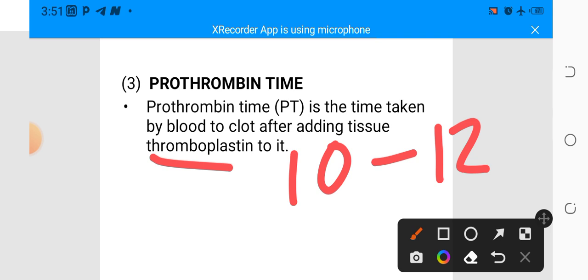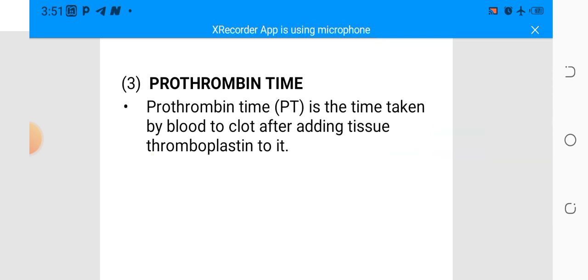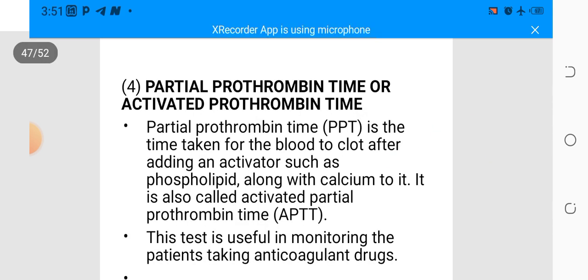The other one is called partial prothrombin time or activated prothrombin time. Partial prothrombin time or PPT is the time taken for blood to clot after adding an activator such as a phospholipid along with calcium to it. It is also called activated partial prothrombin time. This test is useful in monitoring the patients taking anticoagulant drugs.